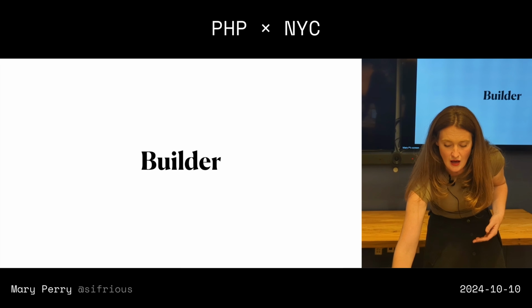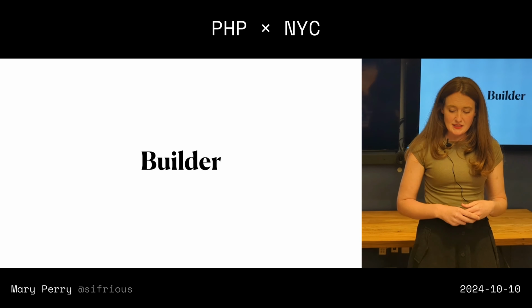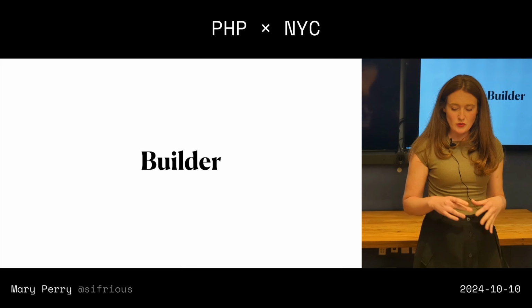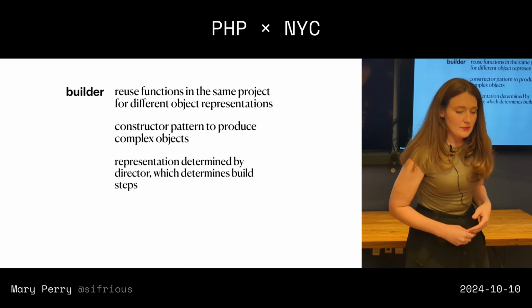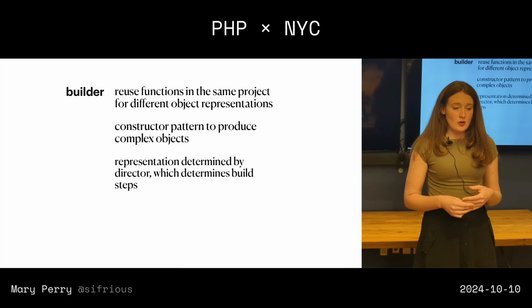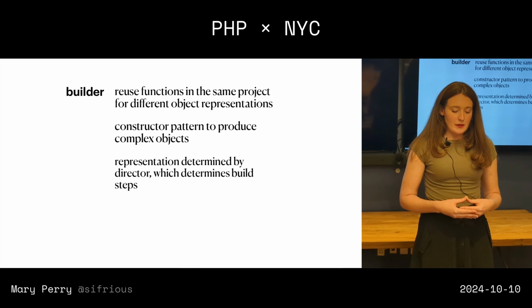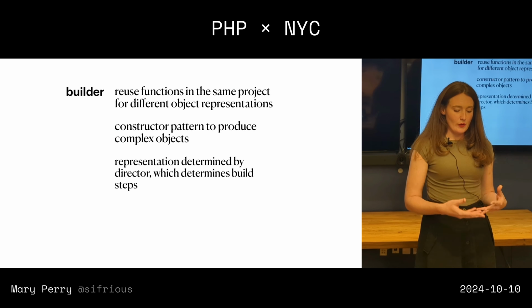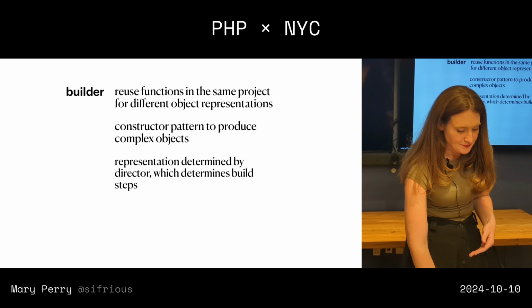So another pattern that I think is pretty relevant here is builder. It's a solution when we want to build a complex object using the same construction process to build different representations. So it helps us reuse functions in the same process for different representations of that object. We produce complex objects, so generally when we're using a builder pattern, we're not doing just 2 functions, we're chaining in a lot of things. And the representation is determined by a participant that the Gang of Four would call a director, which determines the build steps that lead us to the complex object.